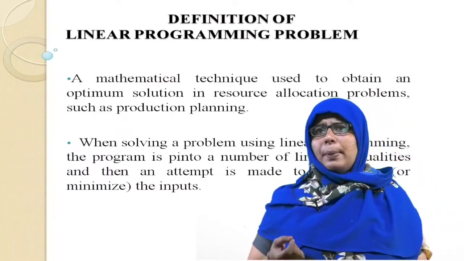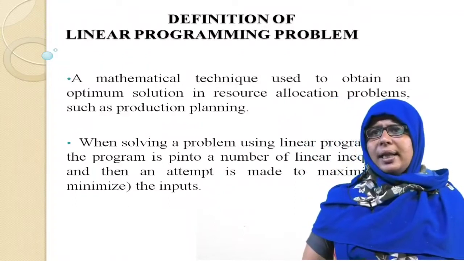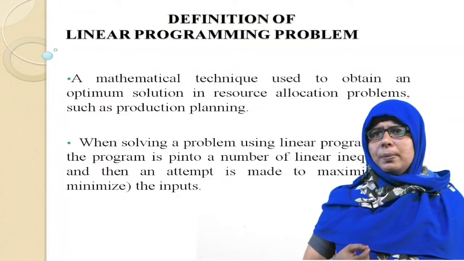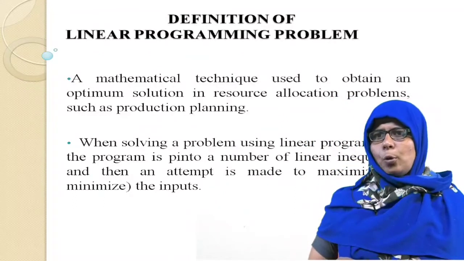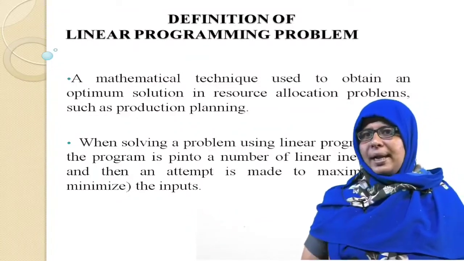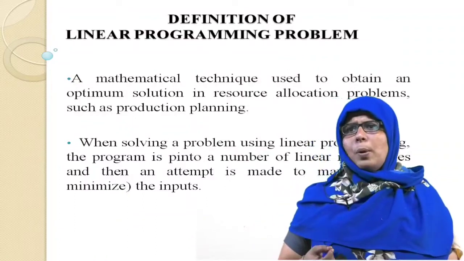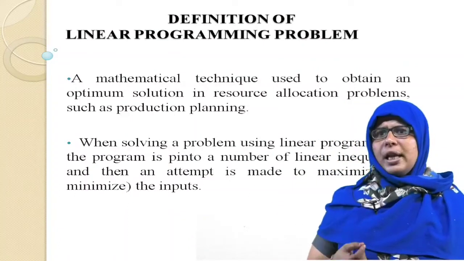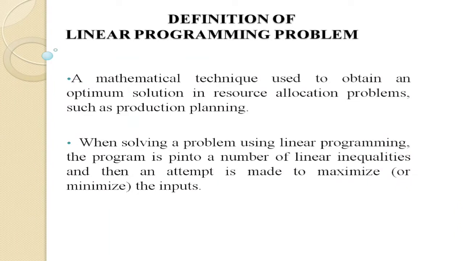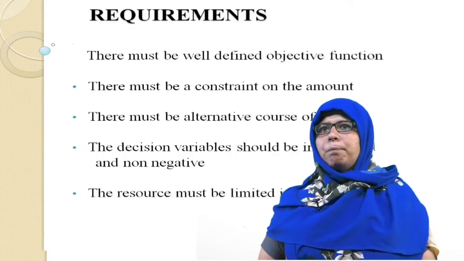Definition of linear programming problem. A mathematical technique used to obtain an optimum solution in resource allocation problems such as production planning. When solving a problem using linear programming, the problem is turned into a number of linear inequalities and then an attempt is made to maximize or minimize the inputs.